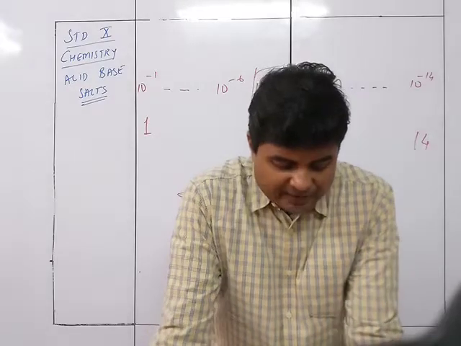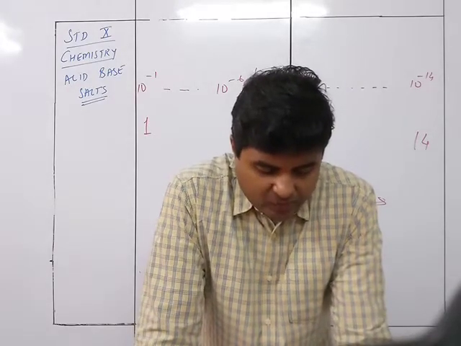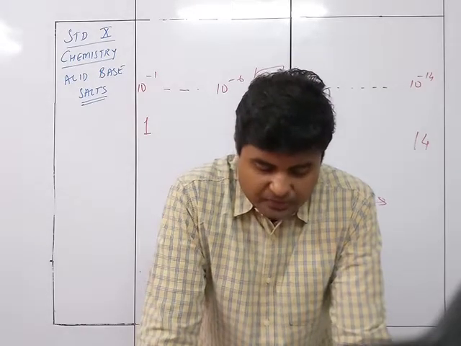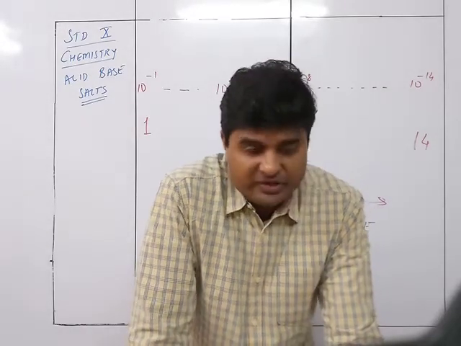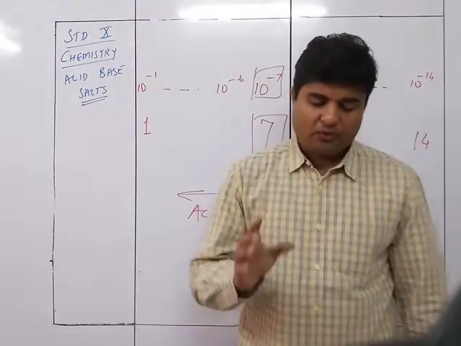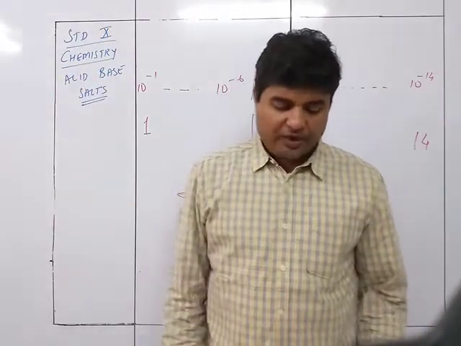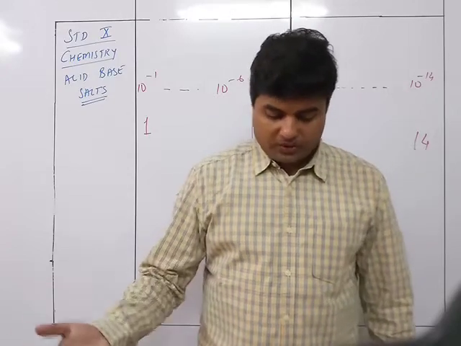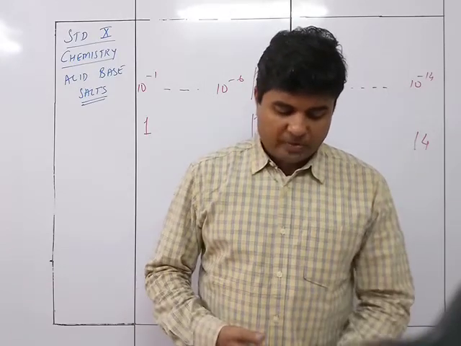Similarly, methyl orange is going to change only between 0 and 2.5 for pink, whereas yellow is going to change from 4 to 14. Phenolphthalein is going to change from 0 to 6 and from 8 to 14. So this is how it is going to be.